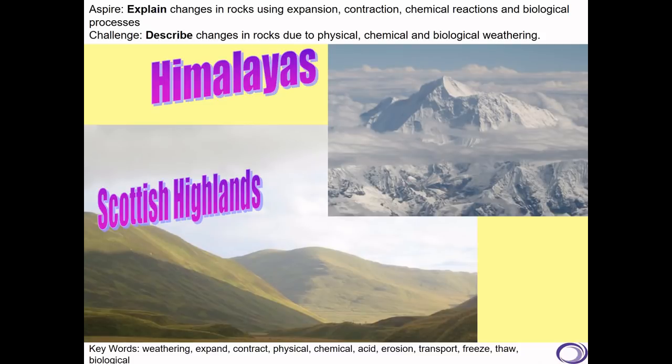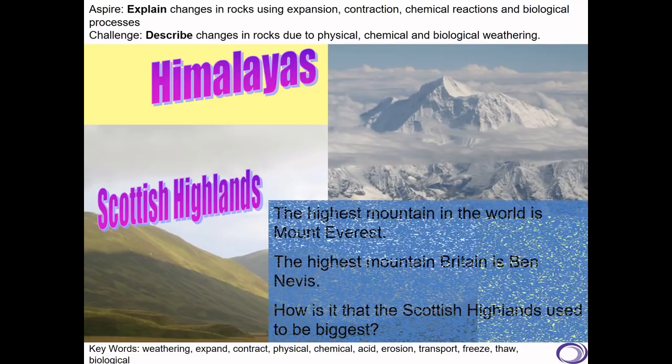Now, I've got a question to pose to you that you may or may not be able to answer at the moment, but hopefully by the end of this session, you should be able to answer this in quite a lot of detail with lots of scientific terms. So in front of you, you've got the pictures of 2 mountain ranges on planet Earth. We've got the Himalayas over in Nepal, the highest range of mountains in the world, and much closer to home, we've got the Scottish Highlands.